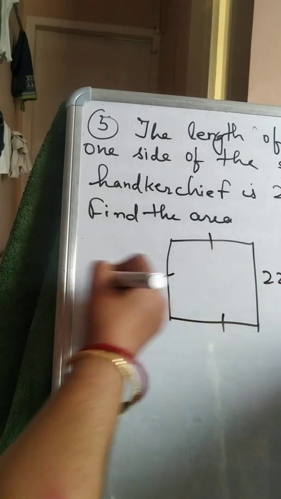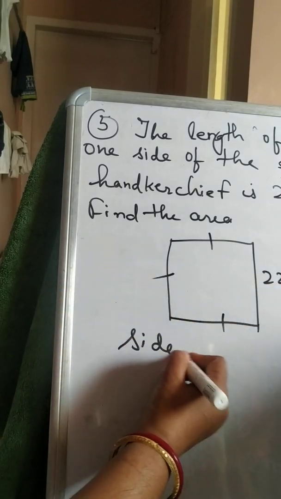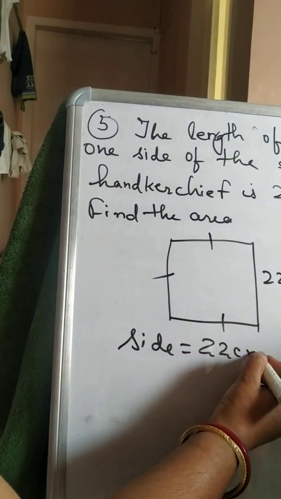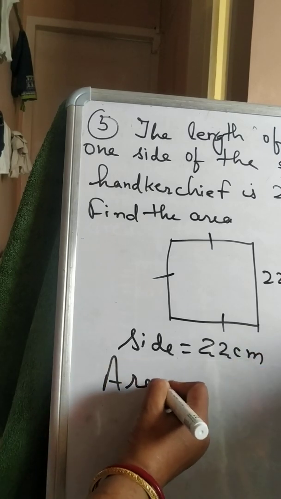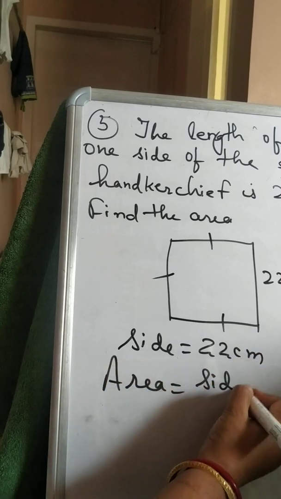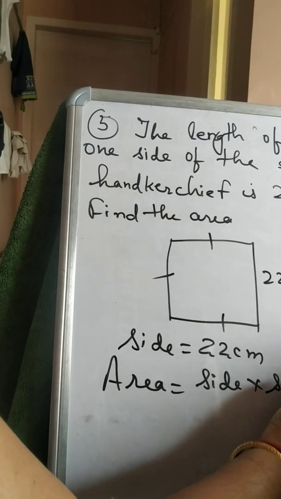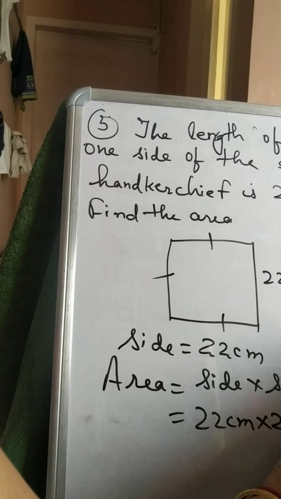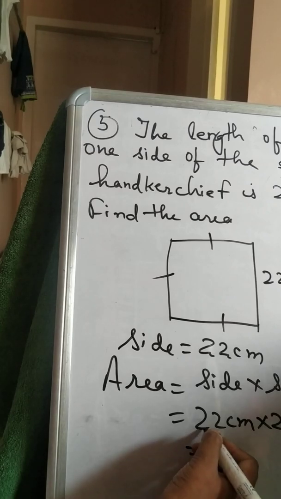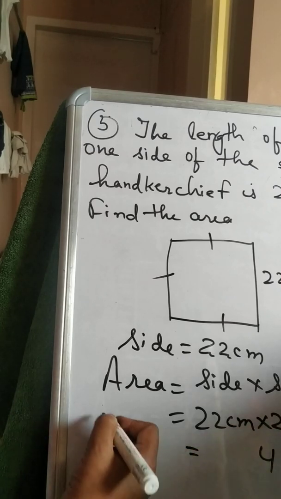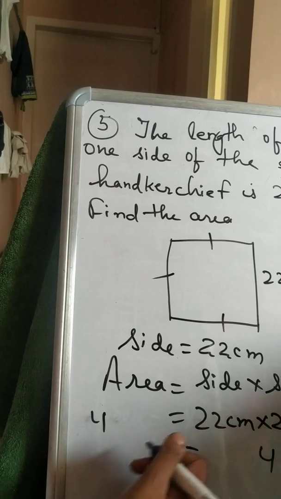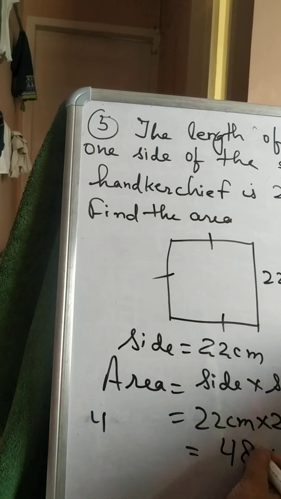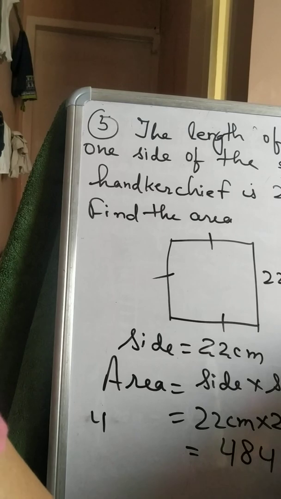Here each sides are equal. So side of the handkerchief is 22 centimeter. So area is equal to side into side. That is equals 22 centimeter into 22 centimeter. Okay. 22 twos are 44. 4 carry over. 22 twos are 44. 44 plus 4, 48. It is 484 square centimeter. Right. Now come to next question.